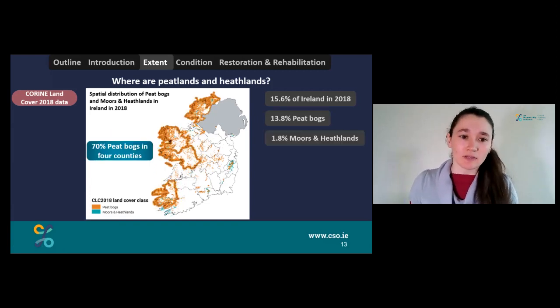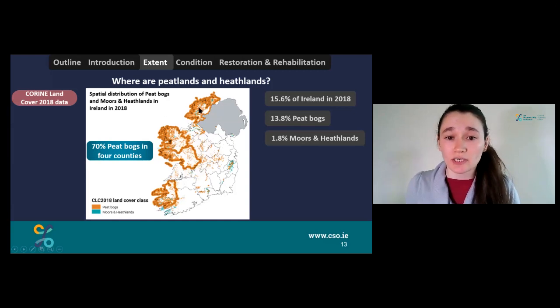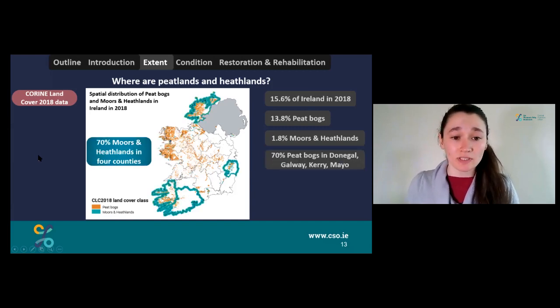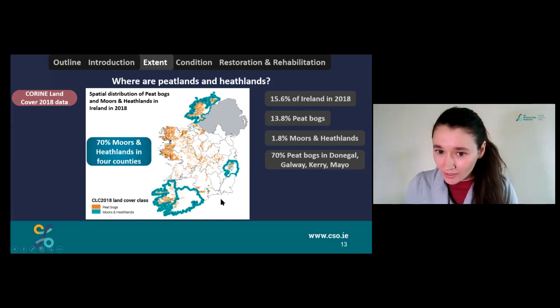At county level now, almost 70% of peat bogs occurred in Donegal, Galway, Mayo, and Kerry, while almost 70% of moors and heathlands occurred in Donegal, Kerry, Cork, and Wicklow.